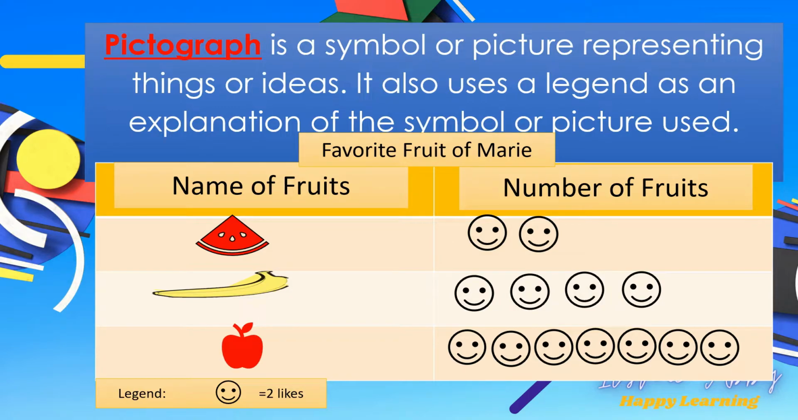Is it represented by numbers? No, it is being represented by symbols or smileys or emojis. There are 2 smileys for watermelon, and there are 4 smileys for banana, and there are 7 smileys for apple. And the legend says, 1 smiley is equivalent to 2 likes. So what does this mean?